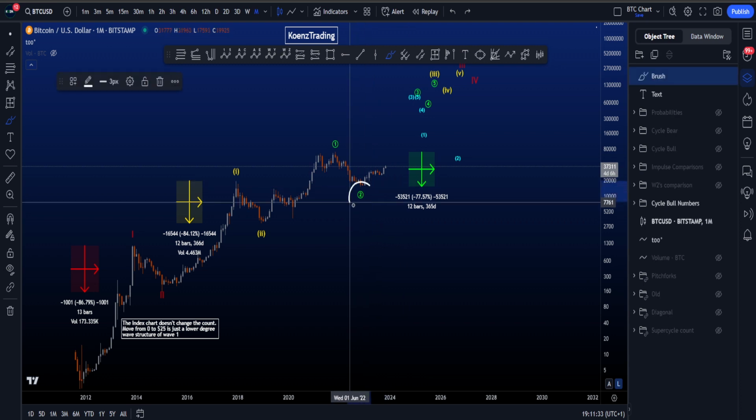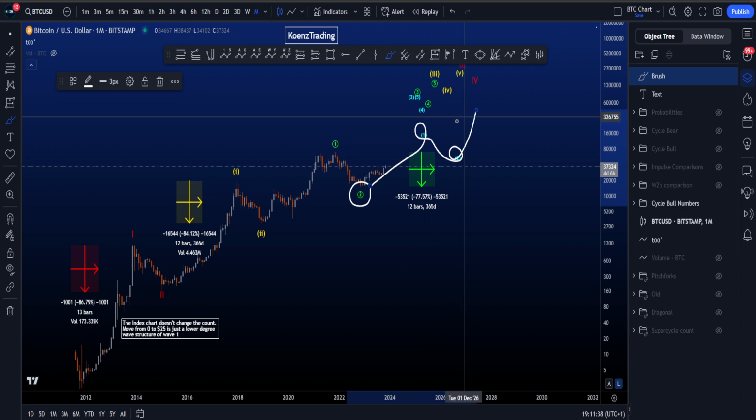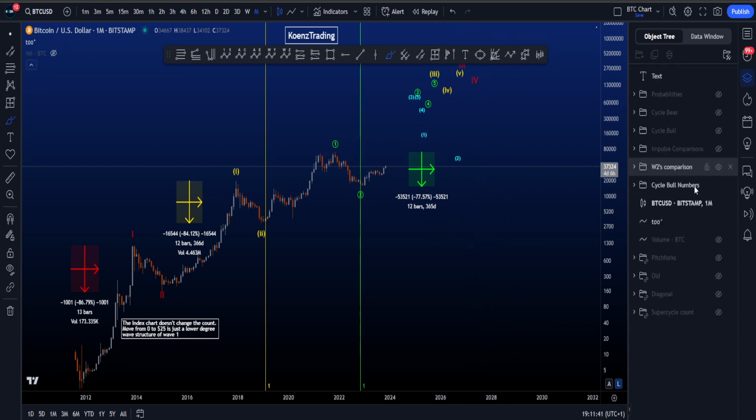In this particular scenario, wave 2 in green is in, and we are looking for another blue wave 1 followed by a blue 2, and then we're looking for continuation to the upside.